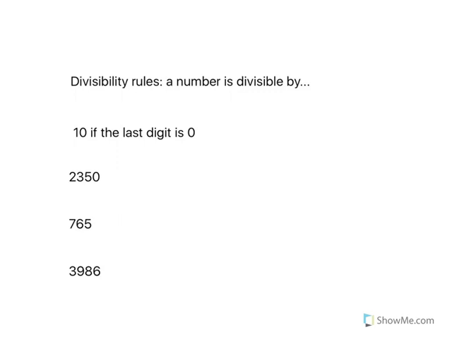In the last rule, a number is divisible by 10 if the last digit is 0. Super easy. 2,350 ends in a 0. Check. 765, it ends in 5. That means it's divisible by 5, but not divisible by 10. 3,986, that means it's not divisible by 10. It ends in a 6.